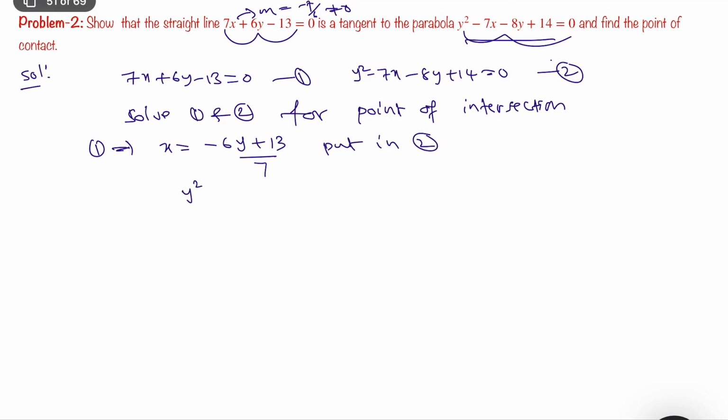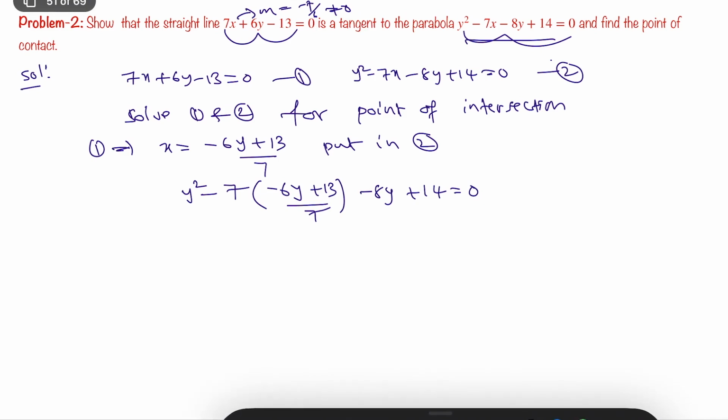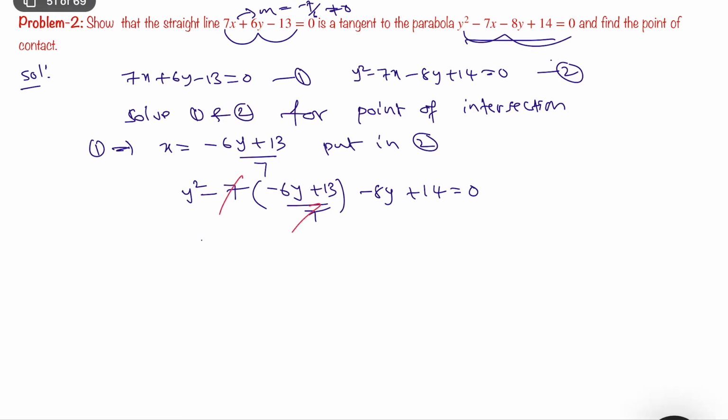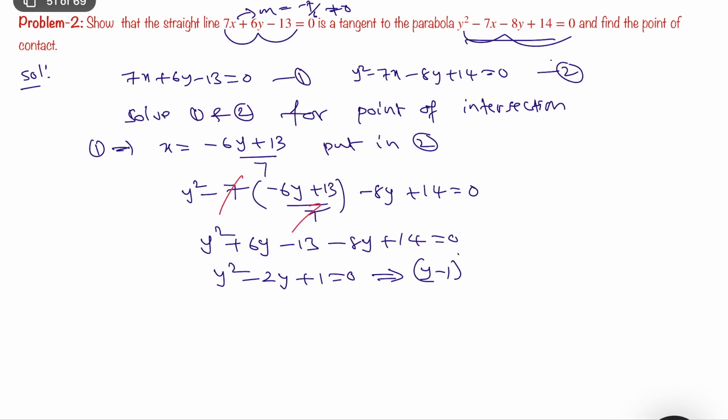What you get: y² - 7(-6y + 13)/7 - 8y + 14 = 0. As you can see, this 7 cancels. Now we have y² + 6y - 13 - 8y + 14 = 0. That implies y² - 2y + 1 = 0, that implies (y - 1)² = 0.